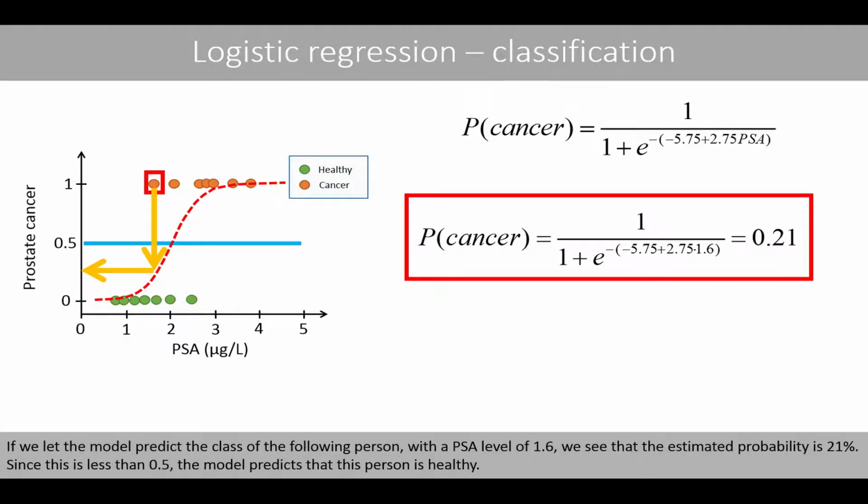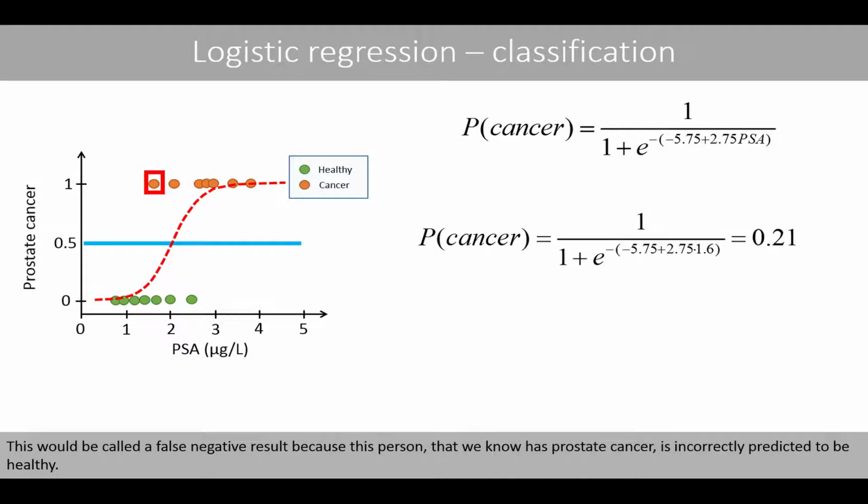If we let the model predict the class of the following person, with a PSA level of 1.6, we see that the estimated probability is 21%. Since this is less than 0.5, the model predicts that this person is healthy. This would be called a false negative result, because this person, that we know has prostate cancer, is incorrectly predicted to be healthy.